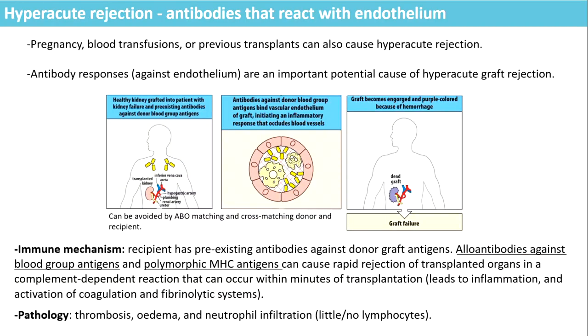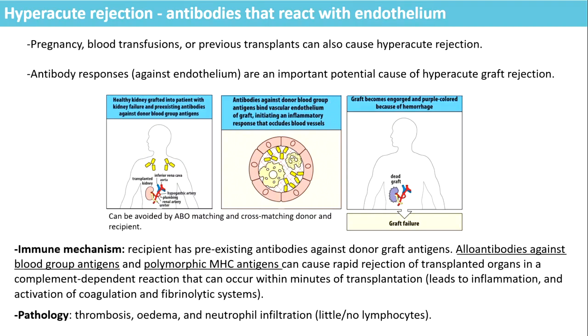Let's have a look now at hyperacute rejection. So this is where we have antibodies that are going to react with the endothelium. It's really important to not mix up endothelium and epithelium, because sometimes people do that, but just get it straight in your head. So obviously we're dealing with endothelium here. This can occur following pregnancy, blood transfusions, or sometimes previous transplants. And these can all elicit a hyperacute rejection response.